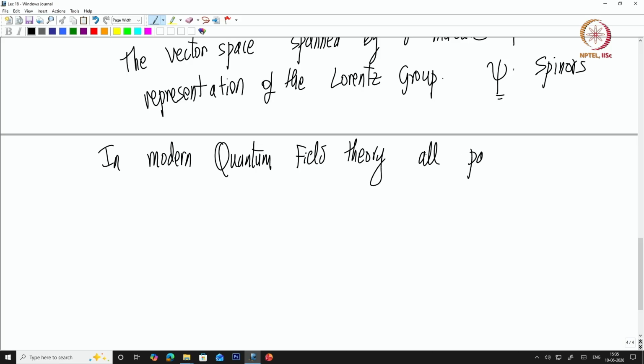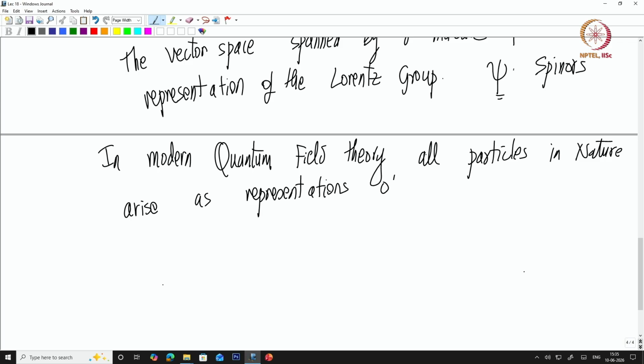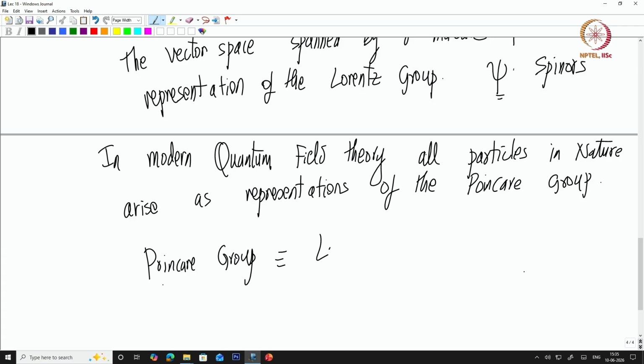So, the reason why we are trying to understand in this way is that in modern quantum field theory, all particles in nature arise as representations of the Poincare group, which is nothing but the Lorentz group. So, the Poincare group is equal to the Lorentz group plus translations.